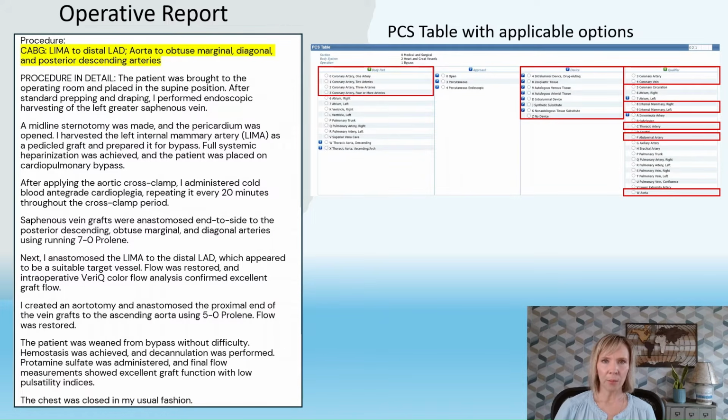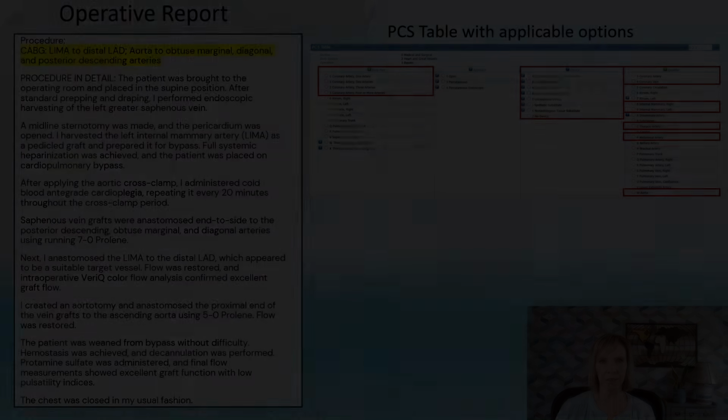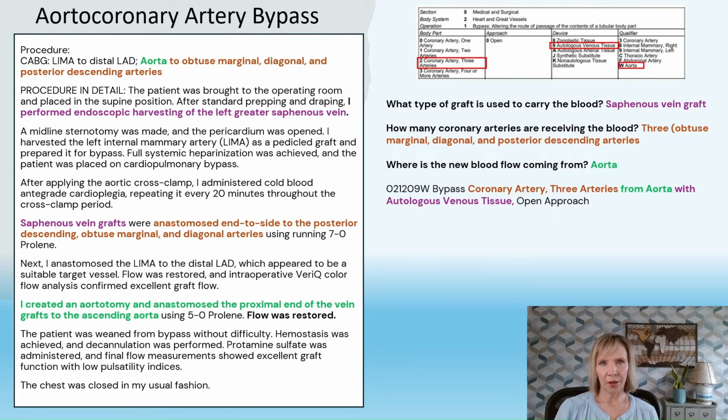Based on this information, we know that at least 2 PCS bypass codes will be required, one for the LIMA graft and one for the aorta grafts. However, we will need to read the entire operative report before making the final determination. Let's start by figuring out which PCS code we need for the bypass from the aorta. I've color-coded the key details to make it easier to spot the important information.